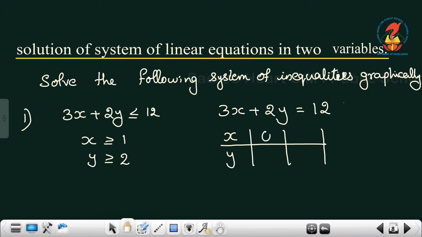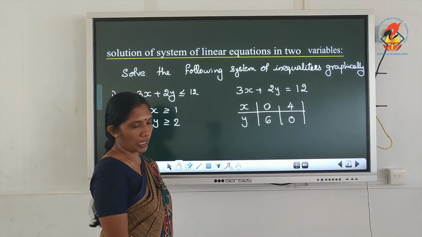When x is 0, 2y is 12. So what is the y value? Y is 6. Now give y equal to 0. When y is 0, 3x is 12, so x is 4. Using these 2 points, we can draw the graph of 3x plus 2y less than or equal to 12.